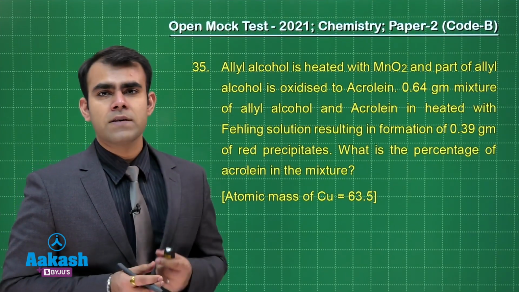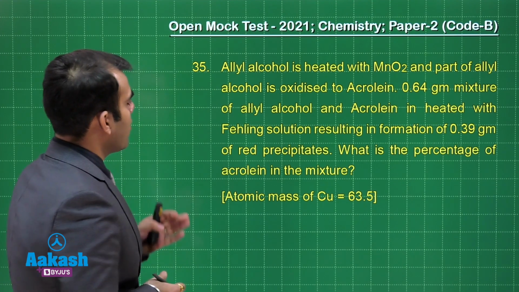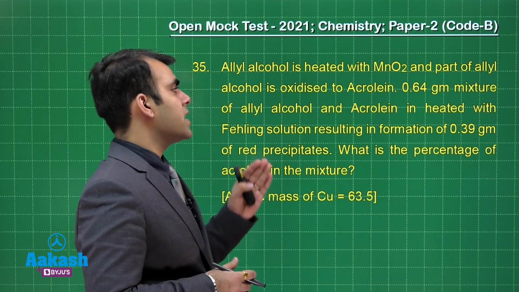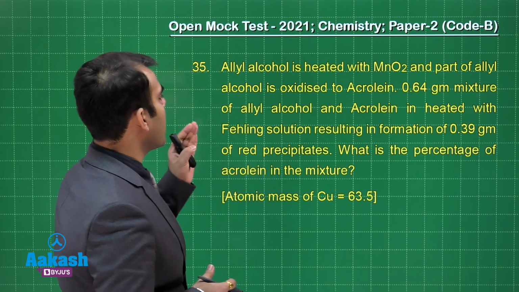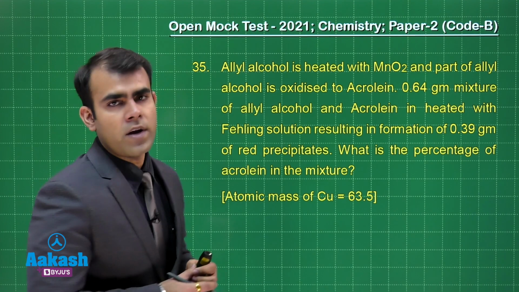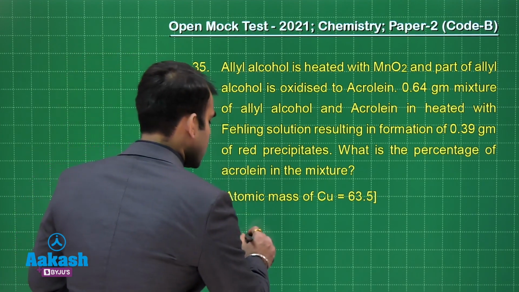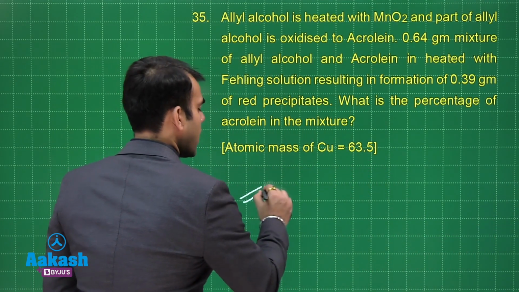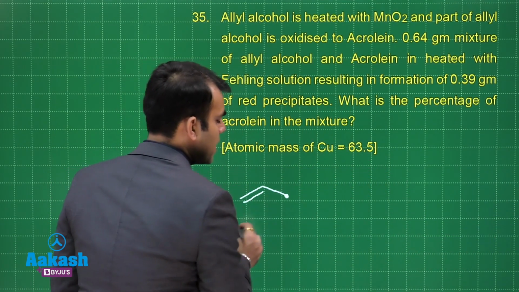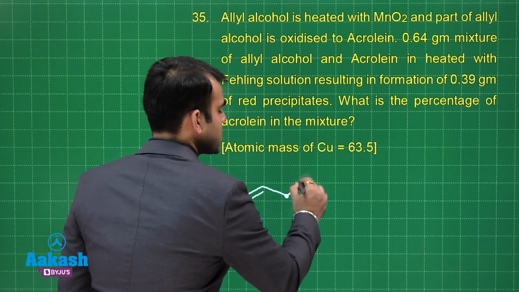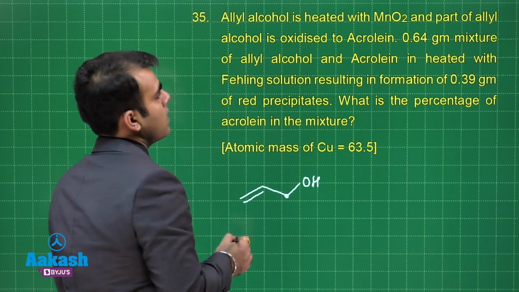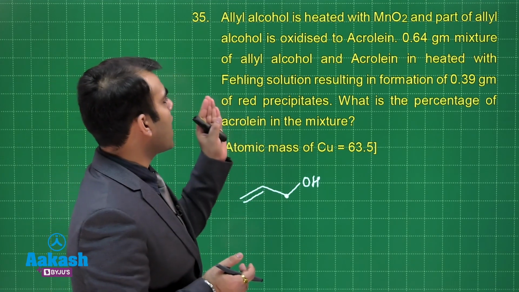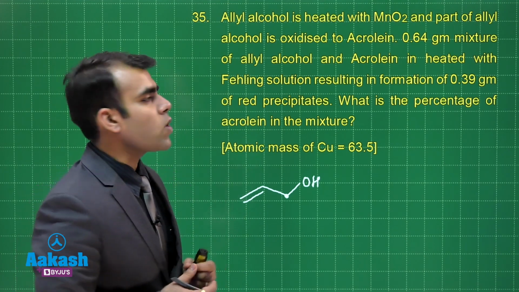Now moving on to the next question. Now let's see question number 35. In question number 35 we have been given allyl alcohol is heated with MnO2 and a part of allyl alcohol is oxidized to acrolein. Now what is allyl alcohol here? We know that allyl alcohol is this carbon, this is the allylic carbon, and on this carbon we have an OH group.